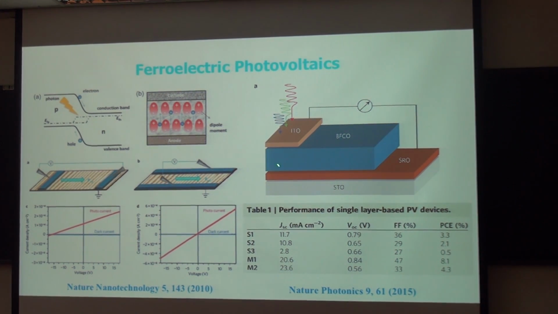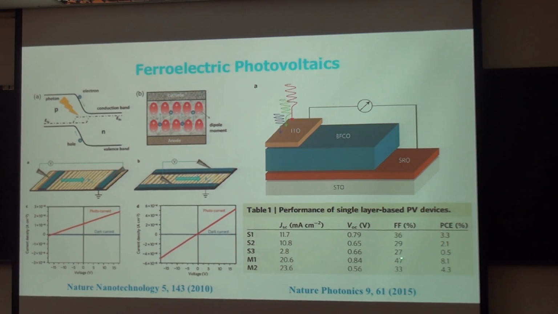But unfortunately, most ferroelectric materials are composed of oxides. As I mentioned before, oxide material is very dirty. It contains a large amount of defects, and therefore provides many recombination centers and decreases the power conversion efficiency.